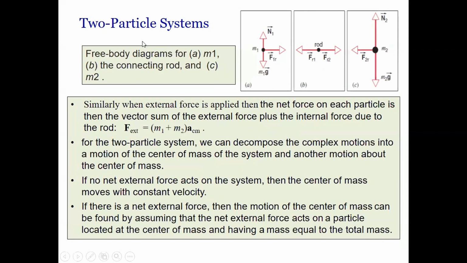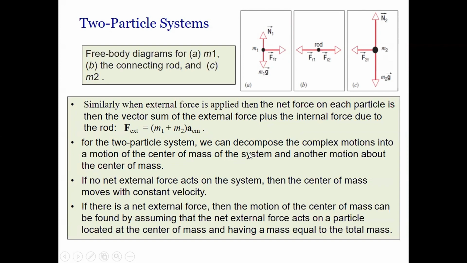Now we look again at this two-particle system. When an external force is applied, the net force on each particle is the vector sum of the external force plus the internal forces. So in total we get only the external force, which equals M1 plus M2 times the acceleration of the center of mass. It is as if the force is acting on the center of mass.